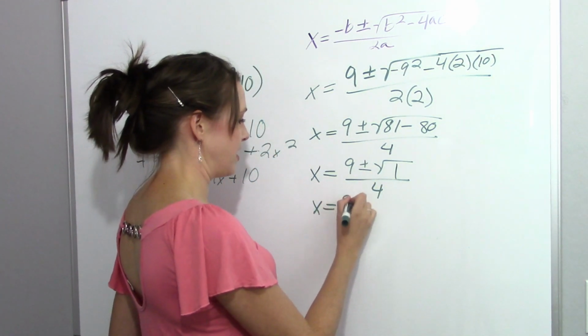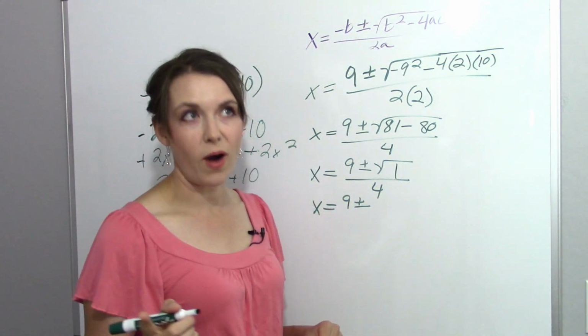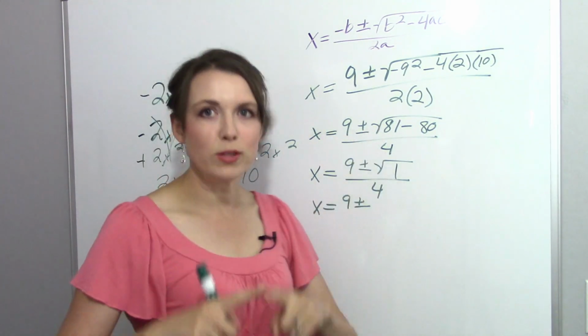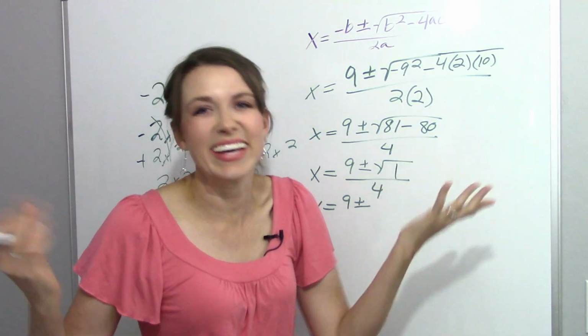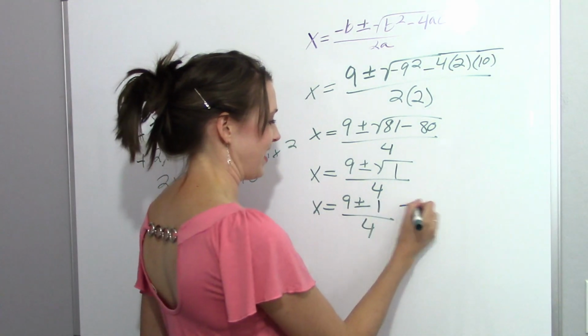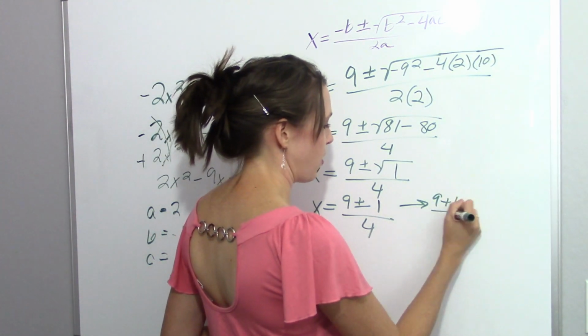X is equal to 9 plus or minus the square root of 1. So what number times what number equals 1? 1. 1 over 4. Okay, so let's break it down. So we have 9 plus 1 over 4.